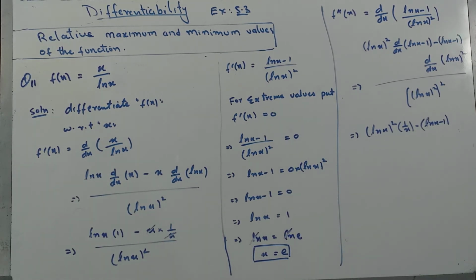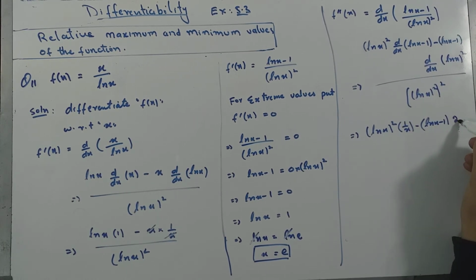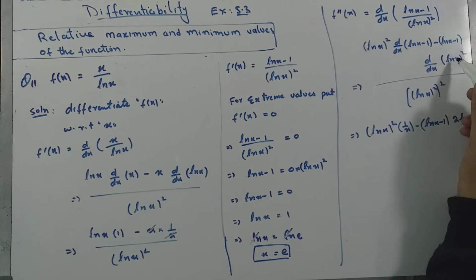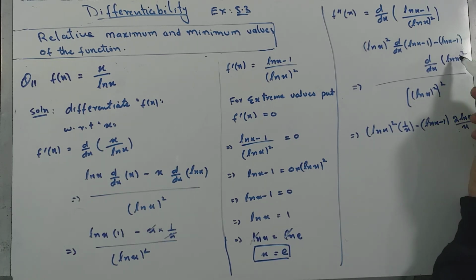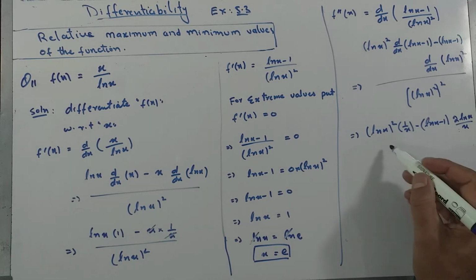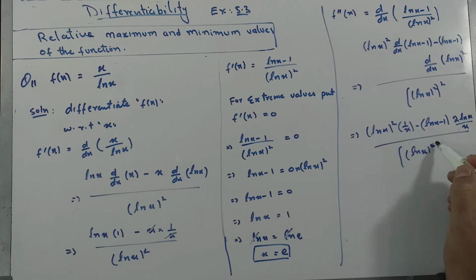Minus (ln x minus 1), and the derivative of this (ln x) whole square is 2 ln x, and then again the derivative of ln x will become 1 upon x. So we can write it 2 ln x upon x. So this whole will become 1 upon this one, divided by (ln x square) in whole square.